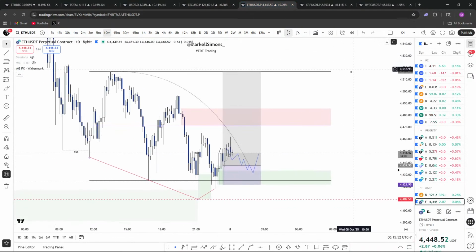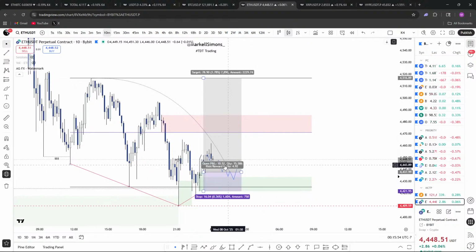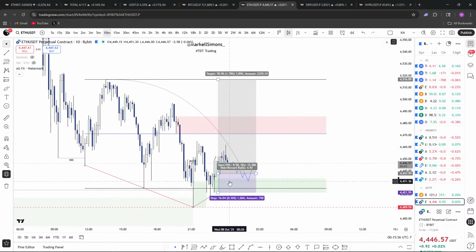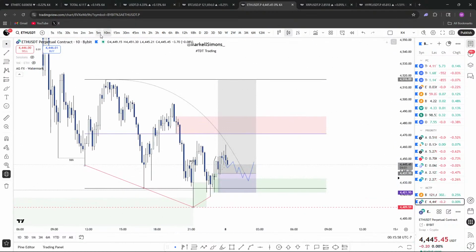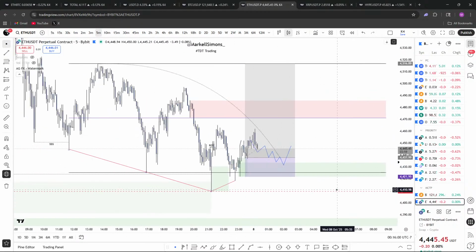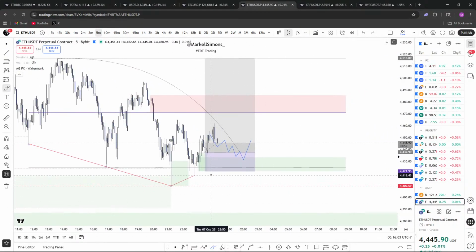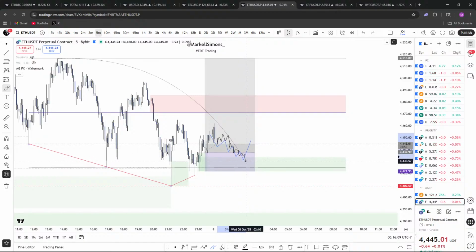So it's gonna be interesting to see what happens on Ethereum, but the plan is clear. If we continue to get a slow move down right now, I think we get the bounce from this demand POI. I want it to be very slow though. We need to go down slow and then bounce right here, something like that.